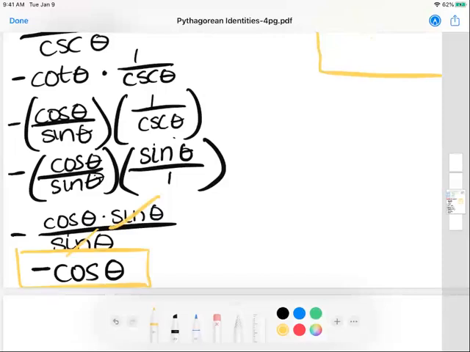Now, I'm not checking because I didn't verify anything. However, you could use verifying strategies to work your way back. All right, now try one on your own.